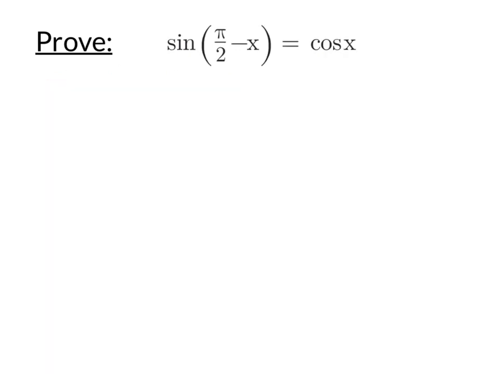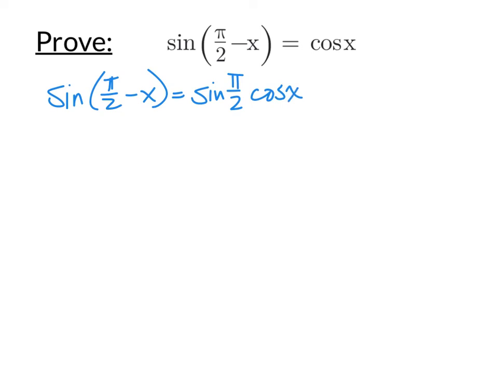And another identity from your identity sheet, sine of pi over 2 minus x is equal to cosine of x. So starting with the sine of pi over 2 minus x, we're going to use that difference identity again. So sine cosine, so sine of pi over 2 cosine of x, minus cosine sine, so cosine pi over 2 sine of x.